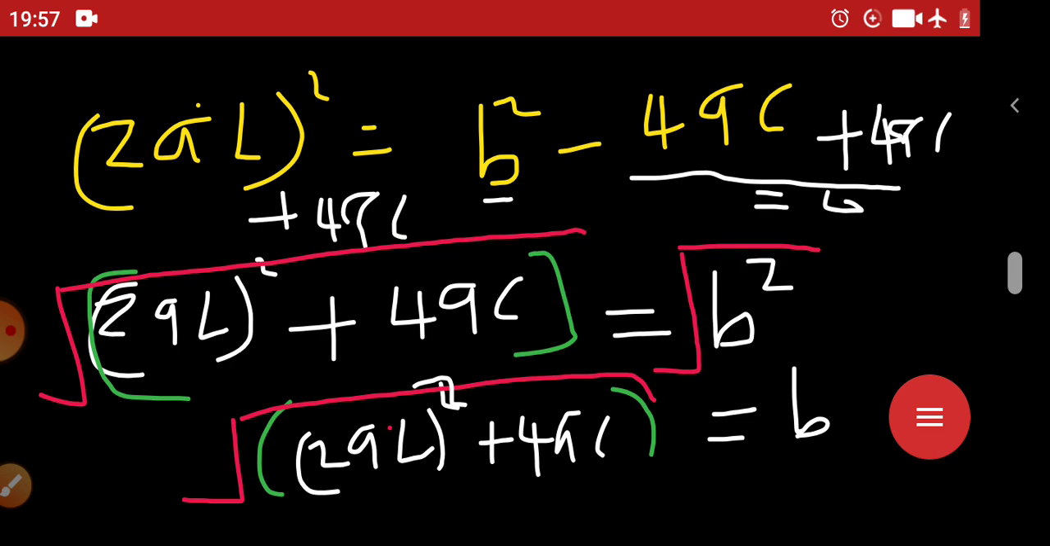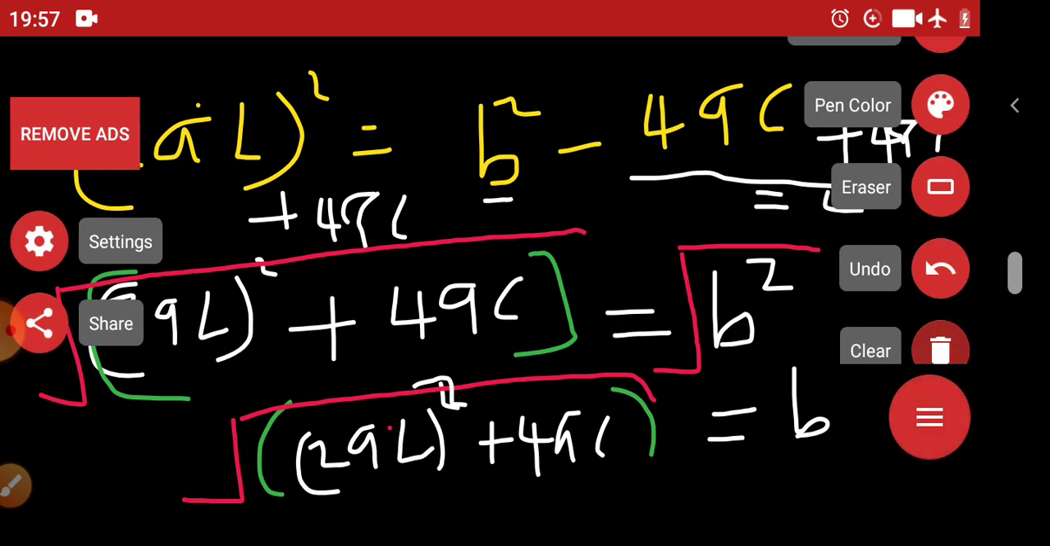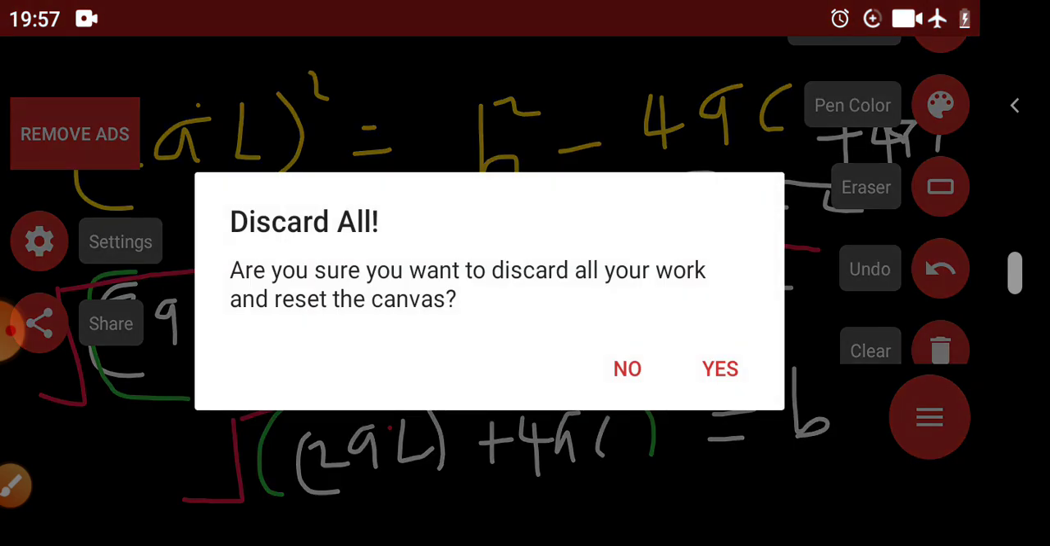Let's go to the last question, which is question 4, where also we need to transpose.